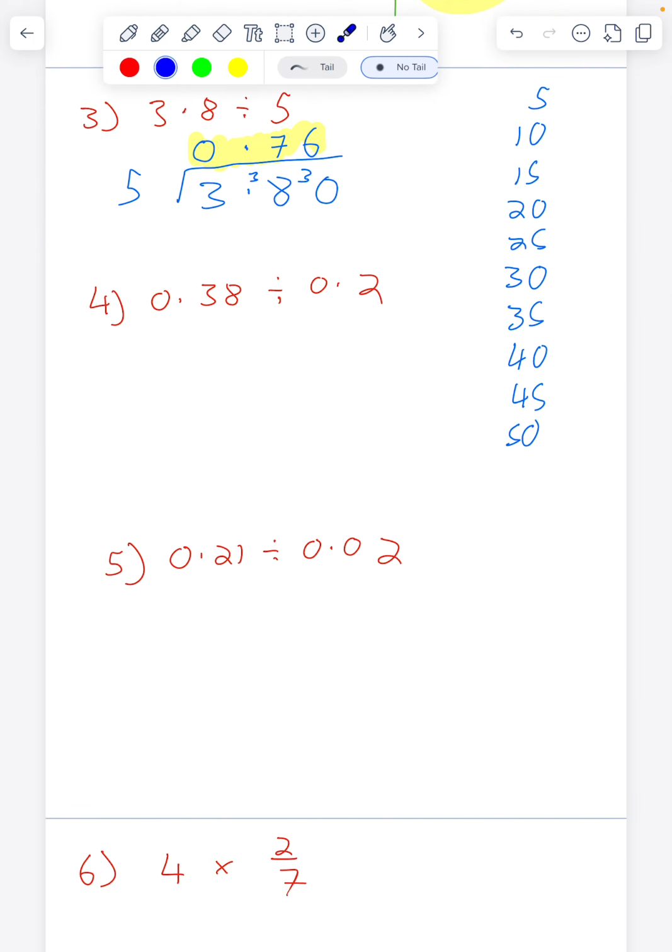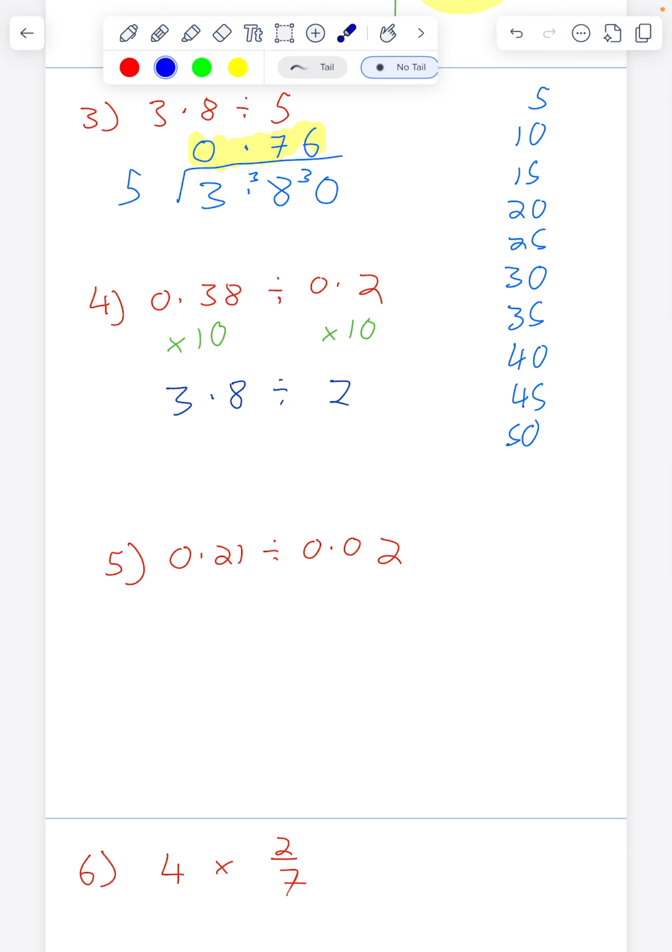Now, this question below, because you're now dividing by a decimal, you've got to change that. And the way that you change that is by upscaling by powers of 10. Now, I know that 0.2 times 10 will give me 2. Because I times this number by 10, I must do the same thing over here. So 0.2 times 10 gives me 2. And then if I times this number by 10, it will go to 3.8. So I've got 3.8 divided by 2. This calculation and this calculation will give me the same answer.